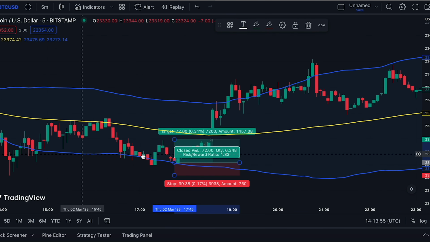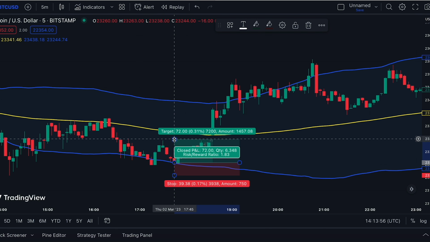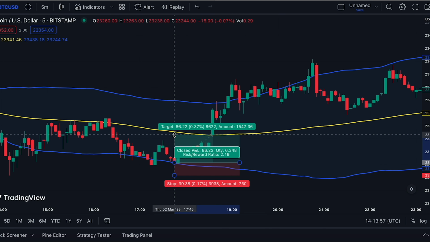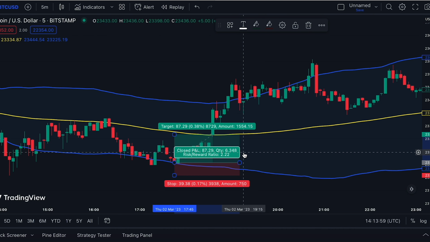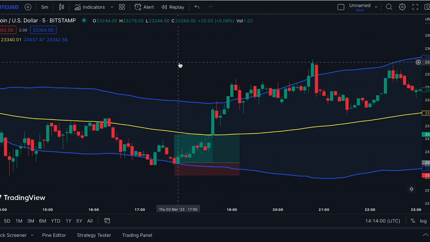The recent swing low will serve as our stop loss, and the moving average line in the middle will serve as our take profit objective. Let's now watch to see how the trade turns out.